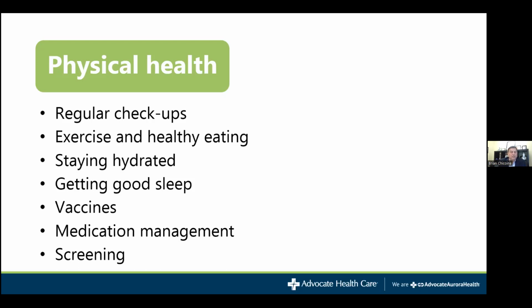If the person has a physical health problem, we want to make sure we stay on top of that: the medication is at the right dose, taken at the right time, taken appropriately on an empty stomach or a full stomach. Lots of issues with the medications. We want to make sure those are being addressed so that the person is staying healthy or improving their health.